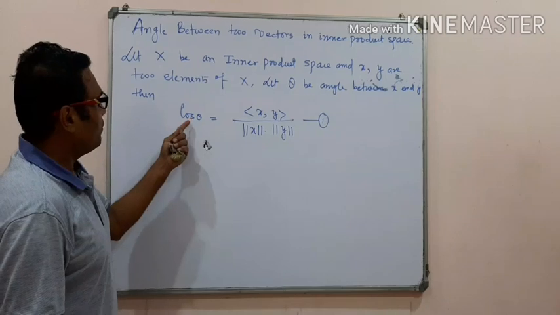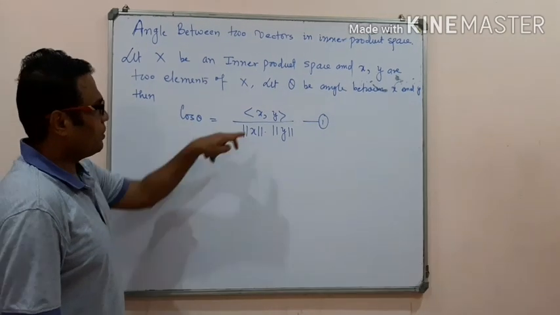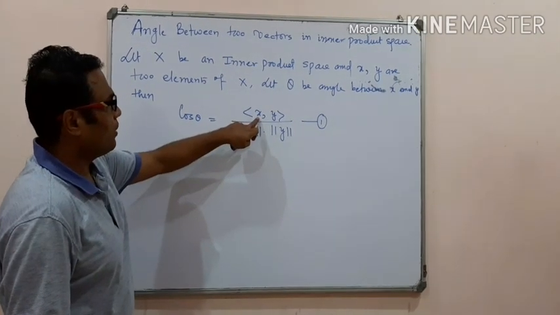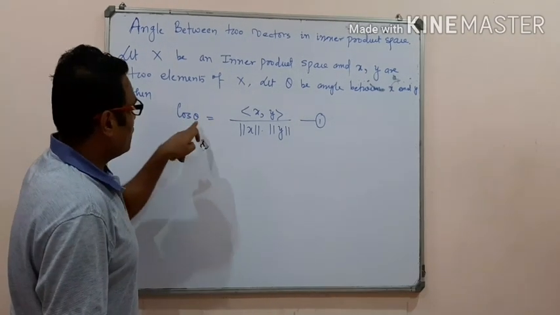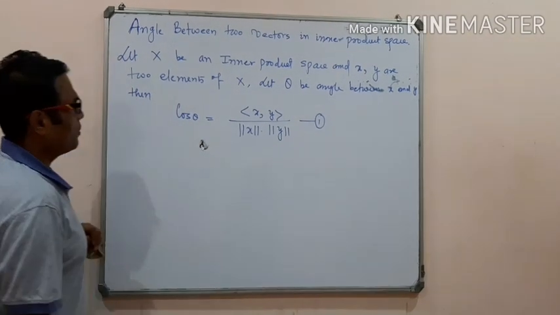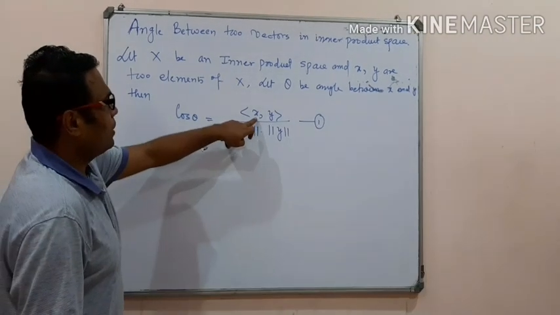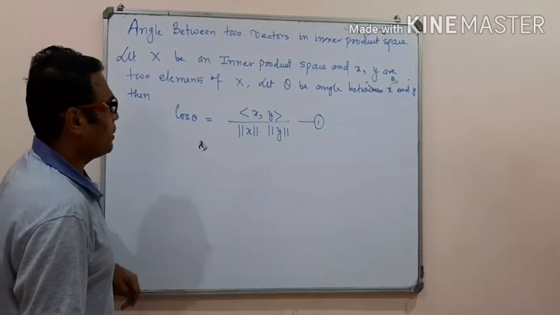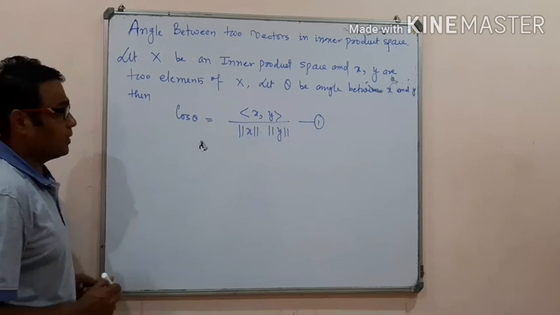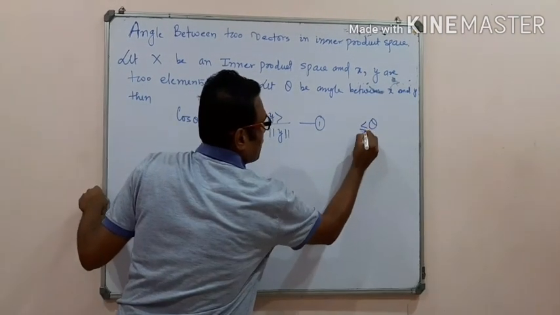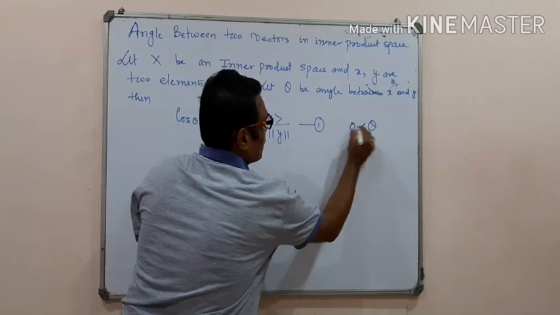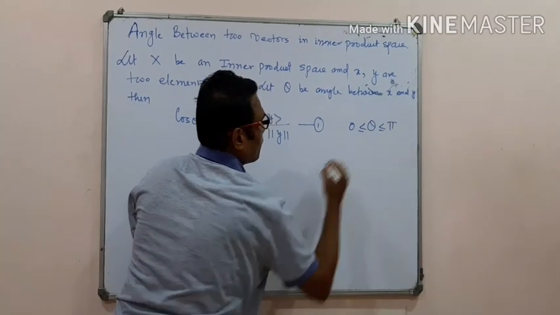Why are we using cos theta? Because we know that the inner product of x and y is a scalar, and we use this formula: cos theta is equal to the inner product of x, y divided by the norm of x into the norm of y. Here, theta lies between 0 and pi.